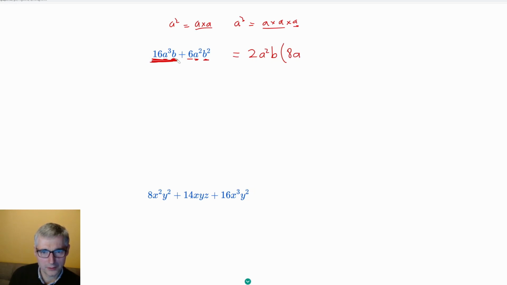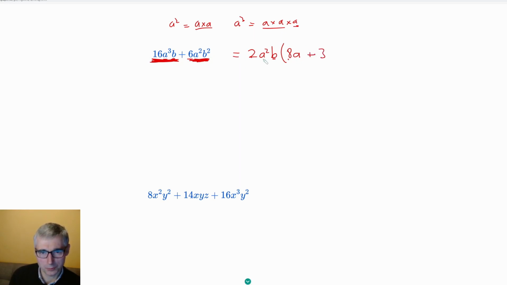And then to get the b, well, what would I have to multiply b by in order to just get b? And the answer is 1. So I don't need to write that because I've already got 8a. So if I just times 8a by 2a squared b, I would get back to this 16a cubed b. Now I'm going to look at the second part of this expression, so the 6a squared b squared. So what have I got to multiply the 2 by, first of all, to get to 6? So that would be 3.